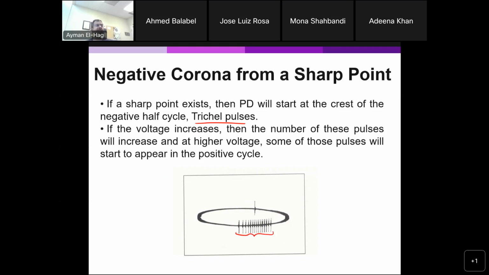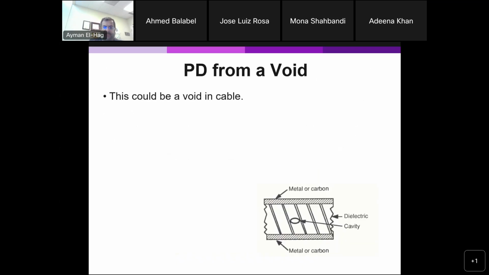Now, there is an explanation why this is happening, but this is covered in another course, the dielectric course, where we talk about the phenomena of discharge and why the threshold pulses happen only at the negative, and why when you increase the voltage magnitude, their frequency will increase, but their magnitude will not increase.